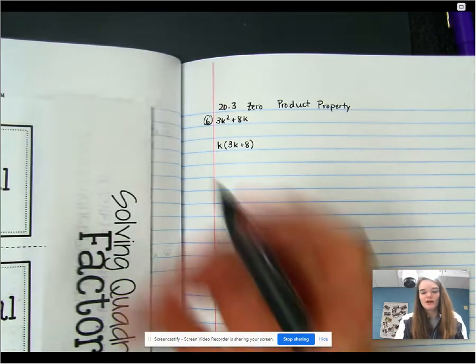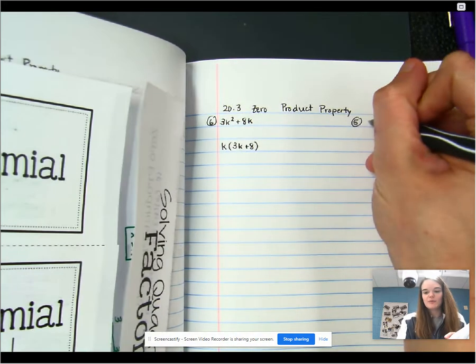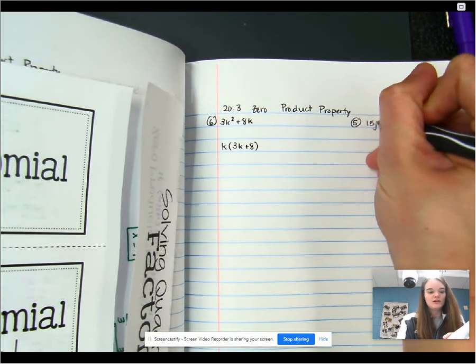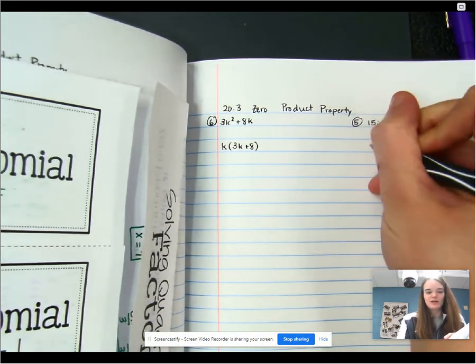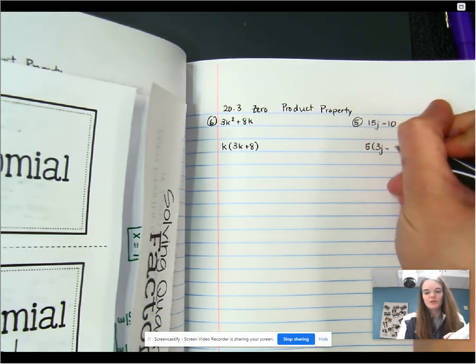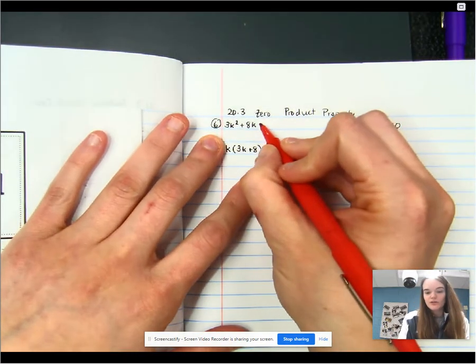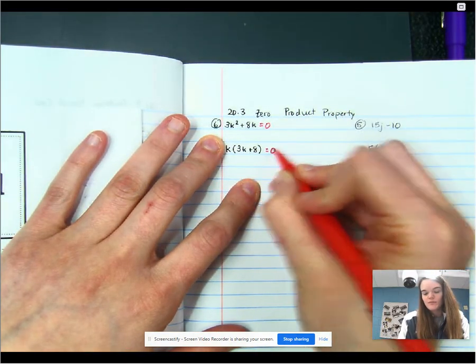We're going to write down number 5 from that page. I should have done it in order, but oh well. Number 5 from that page is 15j minus 10. And like I said, I'm going to go ahead and write down what we factored out. We might as well save ourselves some time. And we're going to solve for j. Now, we are adding equals 0 here to just help us out, okay?